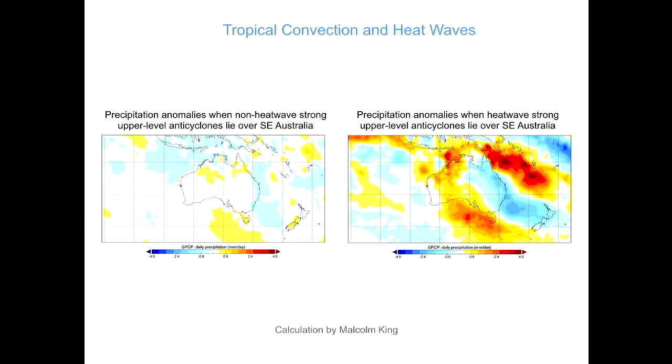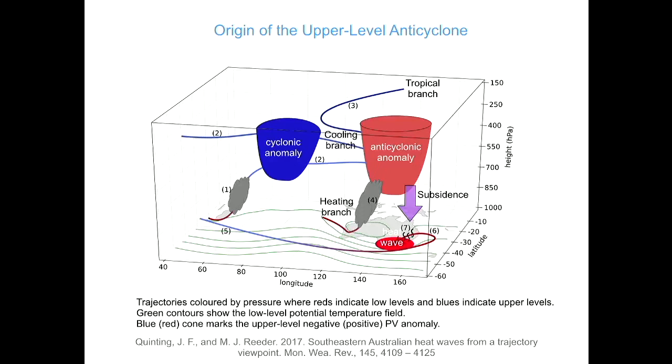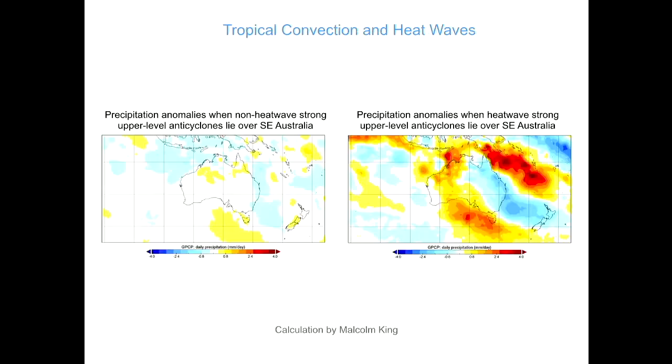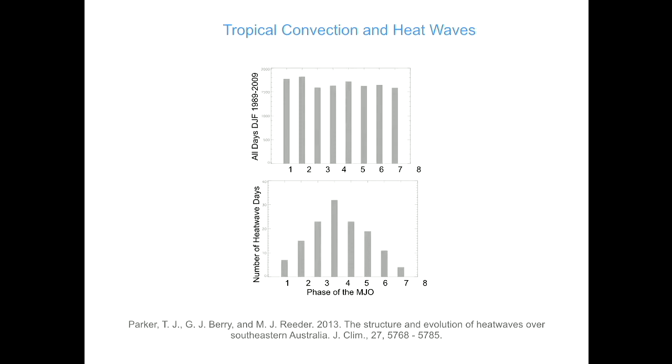All right, so this is further evidence of the importance of convection. This is days in DJF between 1989 and 2009, and this is the phase of the MJO. Remember, you know about the MJO? There's an envelope of convection that starts out in the western part of the Indian Ocean, and it propagates towards the maritime continent and into the Pacific and starts to die, and then the signal's thought to propagate around again. And you start off with another packet of convection that propagates across the Indian Ocean.